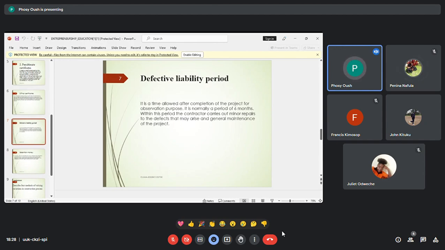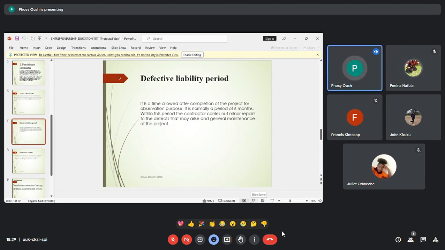We have defective liability period, and I would like someone to take us through this one. Who is ready to take us through this one? Defective liability period. It is a time allowed after completion of the project for observation purposes. It is normally a period of 6 months. Within this period, the contractor carries out minor repairs to the defects that may arise and the general maintenance of the project. Okay, thank you.